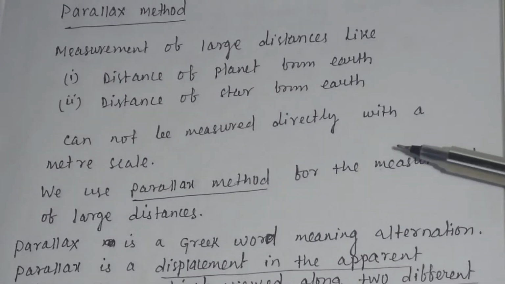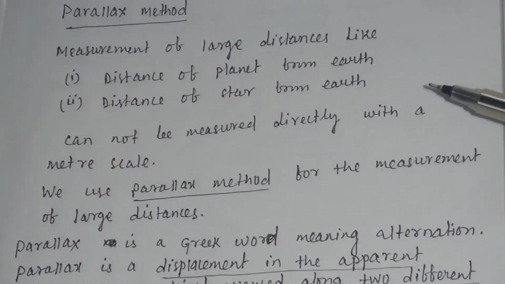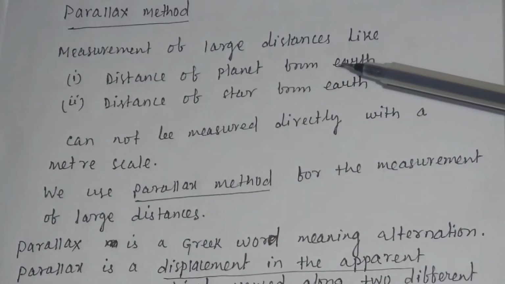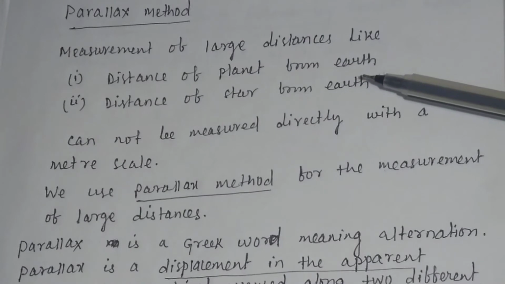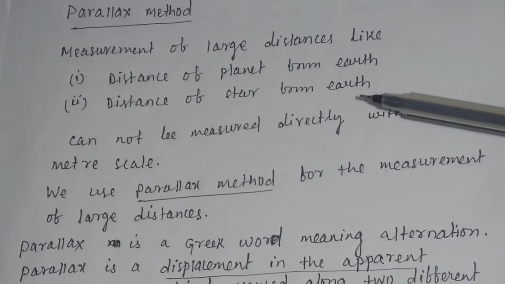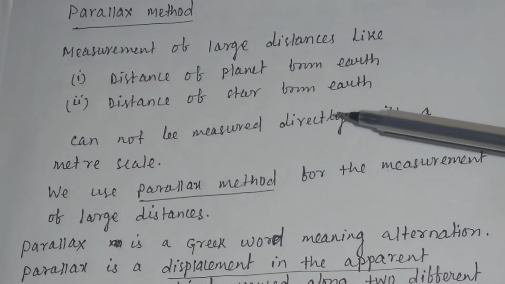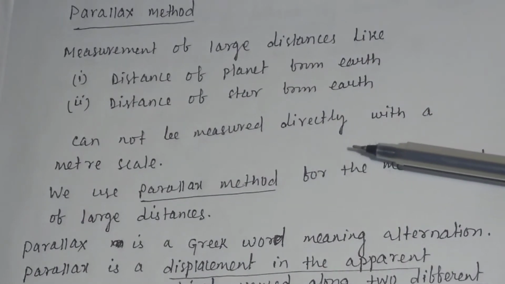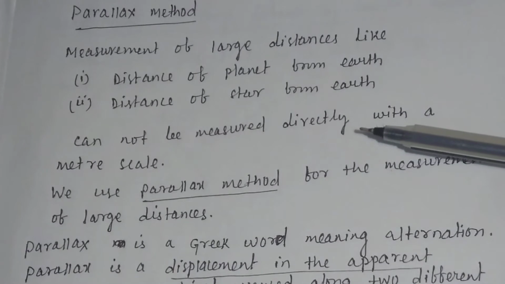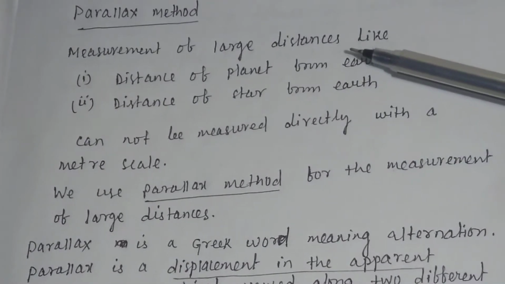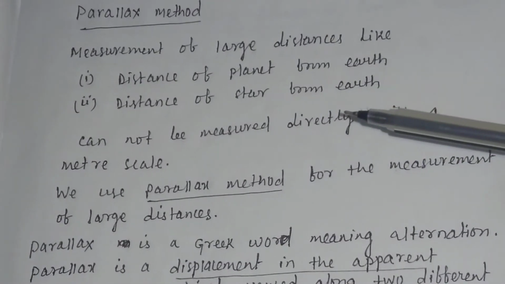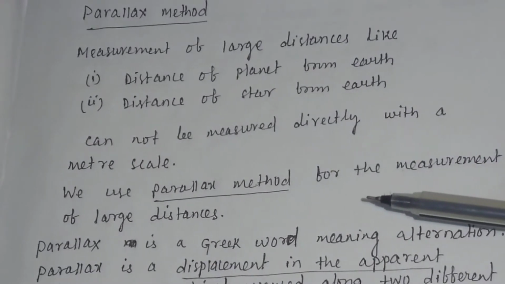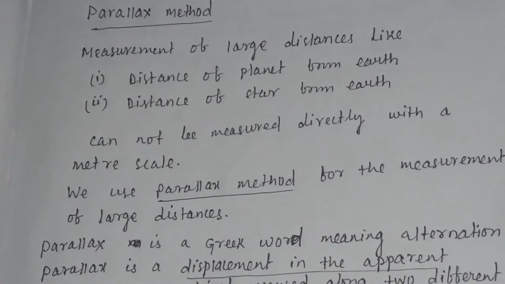Parallax method to measure large distances. For the measurement of large distances, like the distance of a planet from Earth or the distance of a star from Earth, we use the parallax method, because the direct method cannot be employed to measure such large distances. So we use the parallax method for the measurement of large distances.